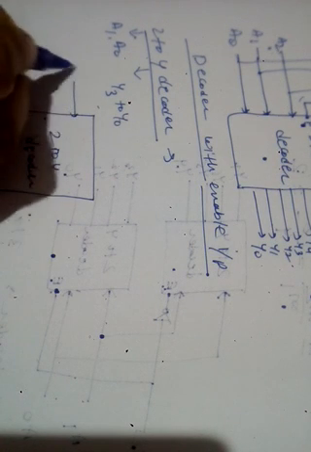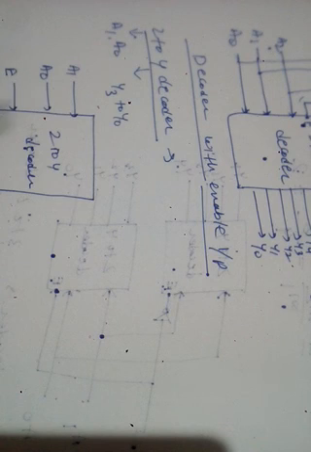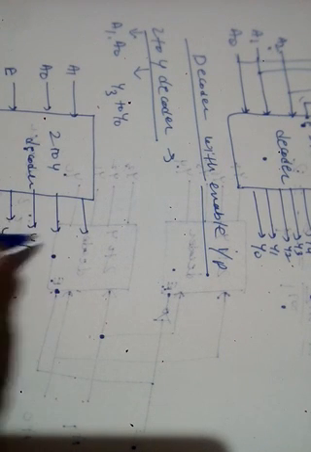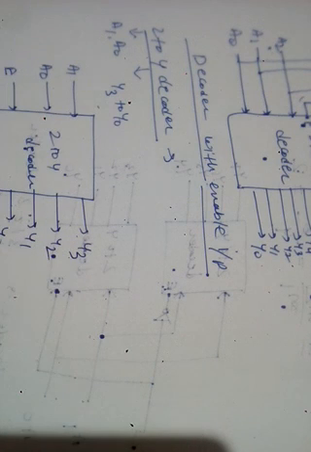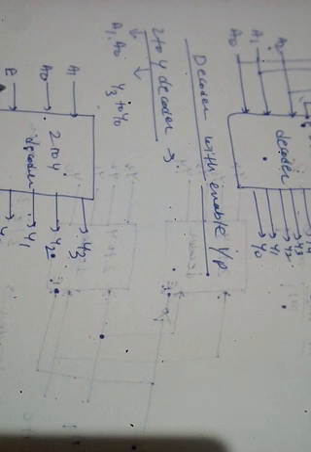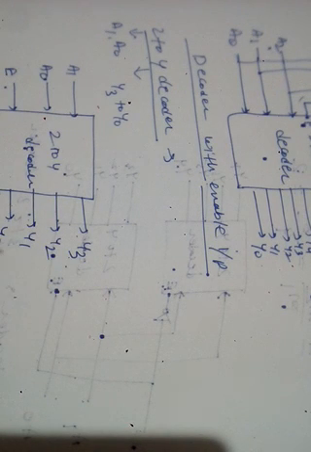So A1 and A0 are the inputs, this is enable, and 4 outputs from Y0 to Y3. One of these 4 outputs will be 1 for each combination of the input when enable is 1. And if enable is 0, we will not get any output across these 4 outputs. So let's check its truth table.